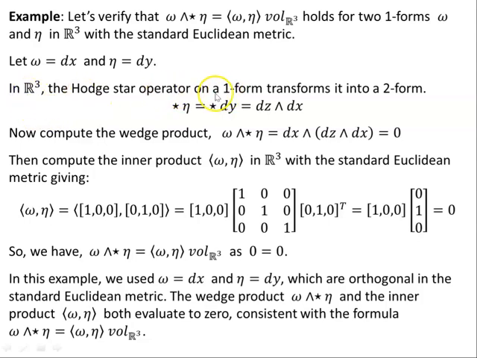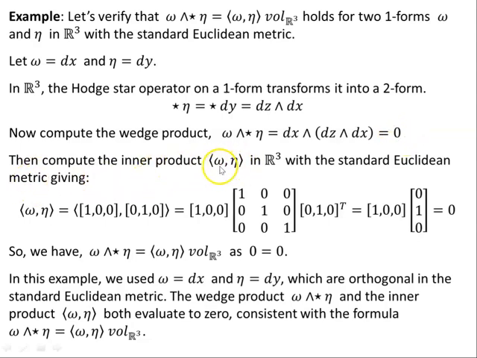In R3, the Hodge star operator on a one-form transforms it into a two-form. Go back to the first video for this. Star eta is star dy, and as we found in the first video, that's dz wedge dx. Now compute the wedge product, omega wedge star eta, which is dx wedge dz wedge dx. Well, dx wedge dx is just going to be 0.